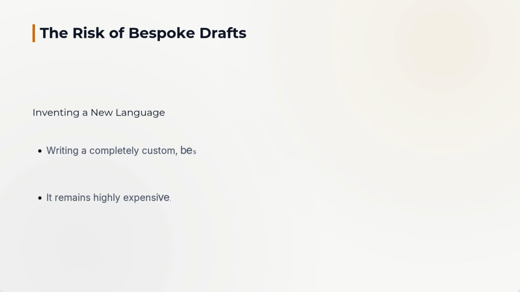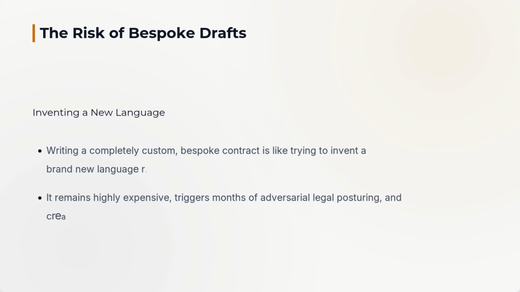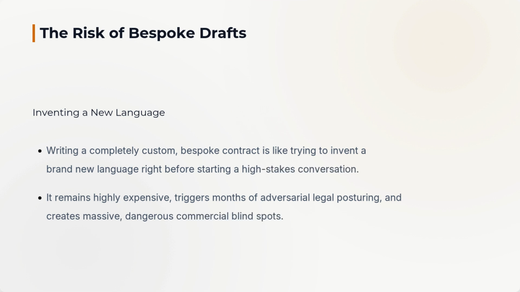Now imagine you want to build a major commercial building. You could sit down with a blank piece of paper and write a completely custom contract from scratch. We call these bespoke contracts. But writing a bespoke contract for a complex project is like trying to invent a completely new language right before you start a conversation. It's incredibly expensive. It takes months of legal posturing and, worst of all, it creates massive blind spots. Because it's unique, neither side truly understands how the clauses will play out when a dispute hits.